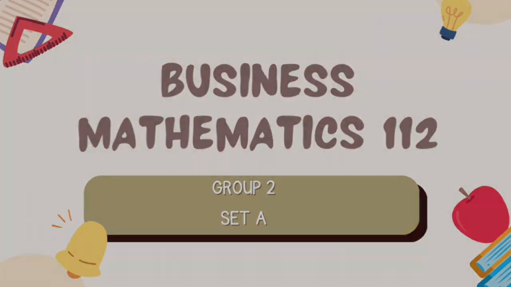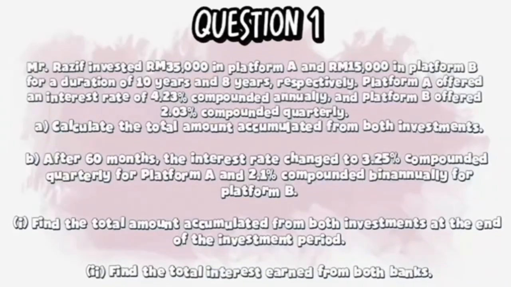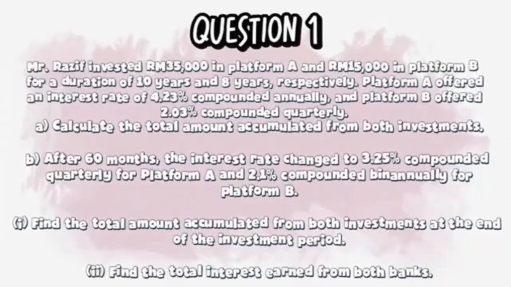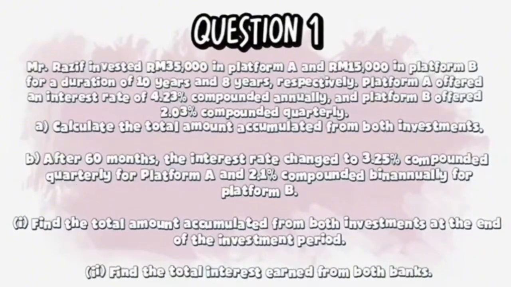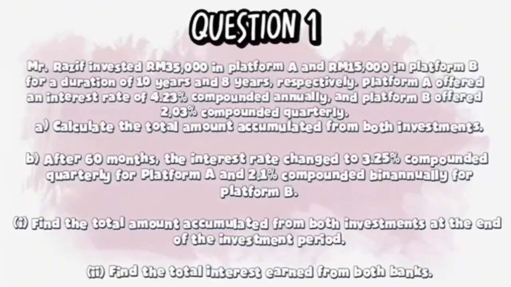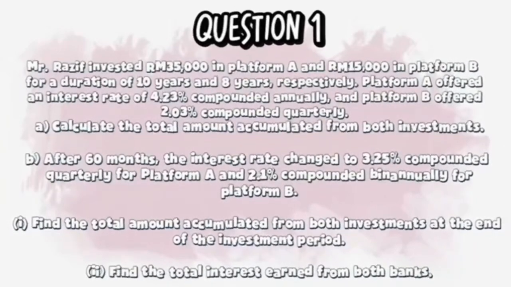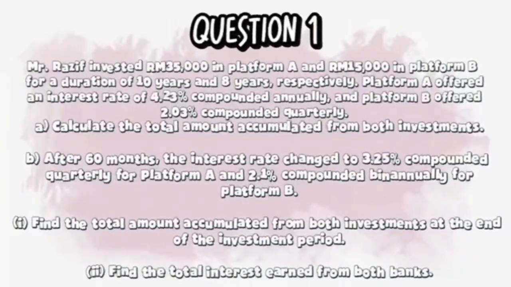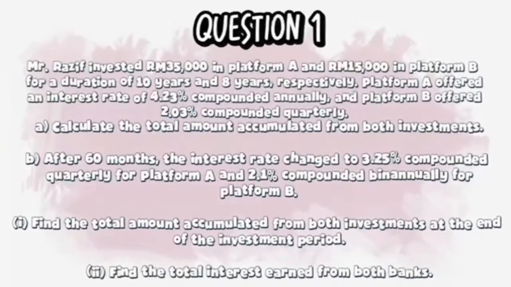MAT112 Group 2 Set A. Mr. Razif invested 35,000 ringgit in platform A and 15,000 ringgit in platform B for a duration of 10 years and 8 years respectively. Platform A offered an interest rate of 4.23% compounded annually and platform B offered 2.03% compounded quarterly. A. Calculate the total amount accumulated from both investments.